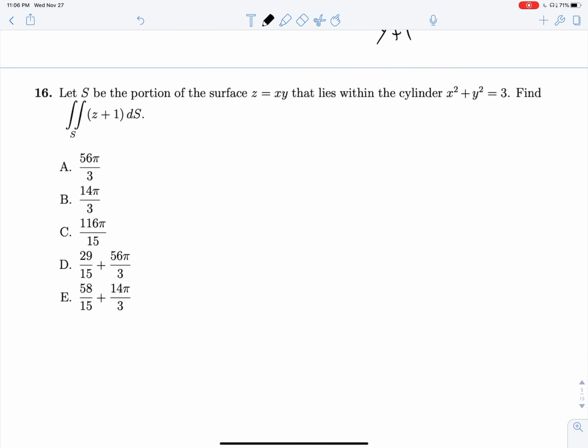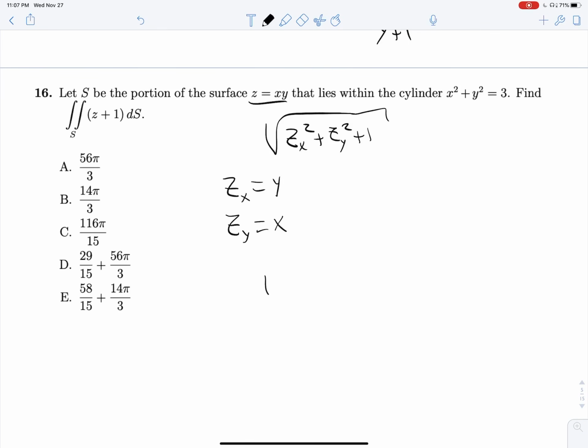Let's let S be the portion of this surface that lies within the cylinder of radius √3, and we're finding the integral of z plus 1 dS. So we know that dS is going to get replaced with the square root of zx squared plus zy squared plus 1. And since we already have things in terms of z equals, this is pretty easy to figure out. That zx is just going to be y, zy is going to be x. And so our integrand is going to end up being x squared plus y squared plus 1.